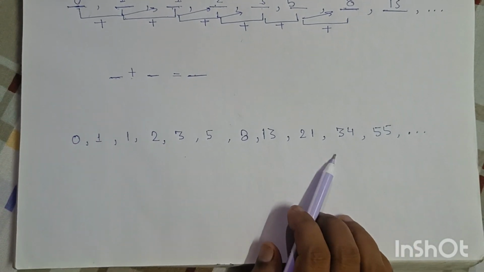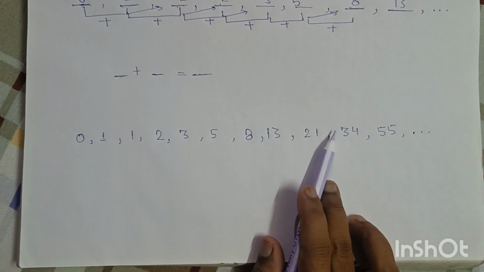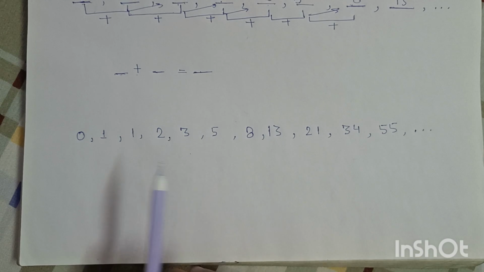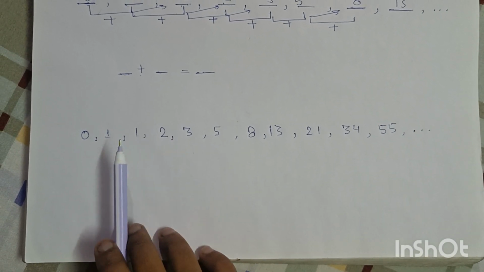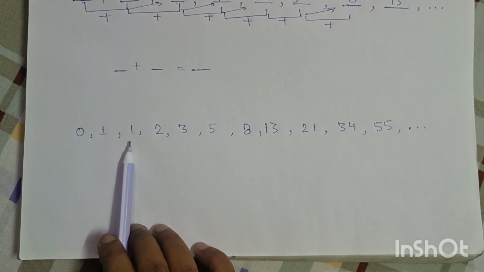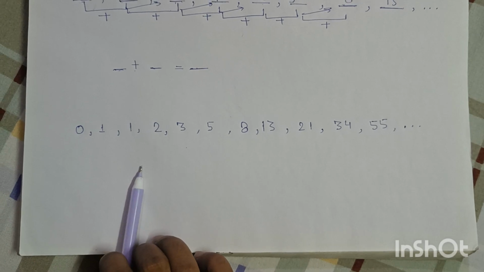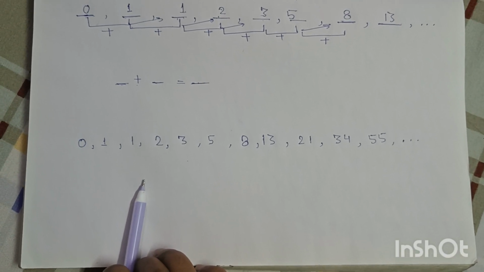So this is called Fibonacci sequence. And what is the pattern of the sequence? Each term is the sum of preceding two terms. So this is called Fibonacci sequence. I hope you have understood.